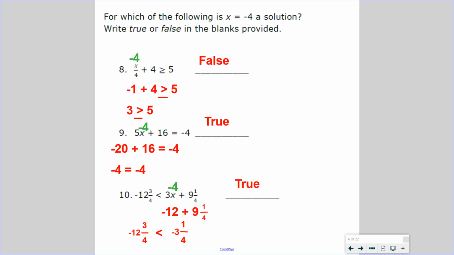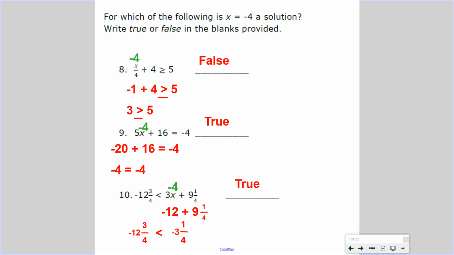It flips. For which of the following statements is x equals negative 4 a solution? Write true or false. So if I subtract 4 from both sides, 1, 10 times by 4, this is false.